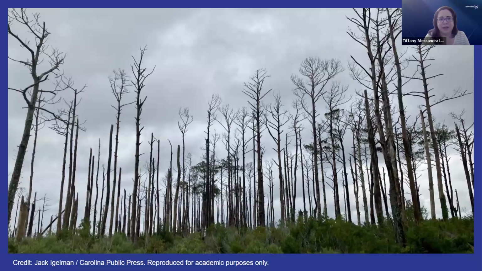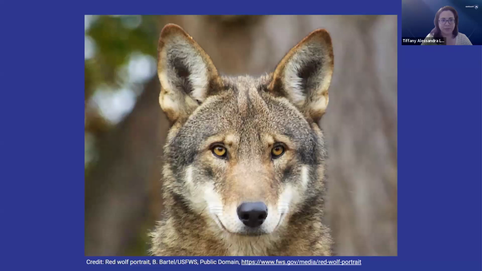A ghost forest is an area of dead or dying trees, as you can see in this picture. It's caused by increased salinization in the soil. This increase can come from sea level rise, or SLR, and high impact events such as storm surges, fires, and droughts.